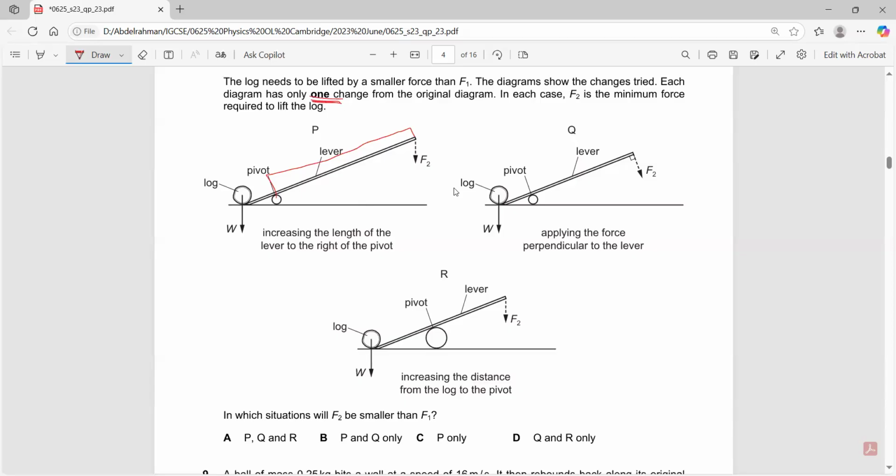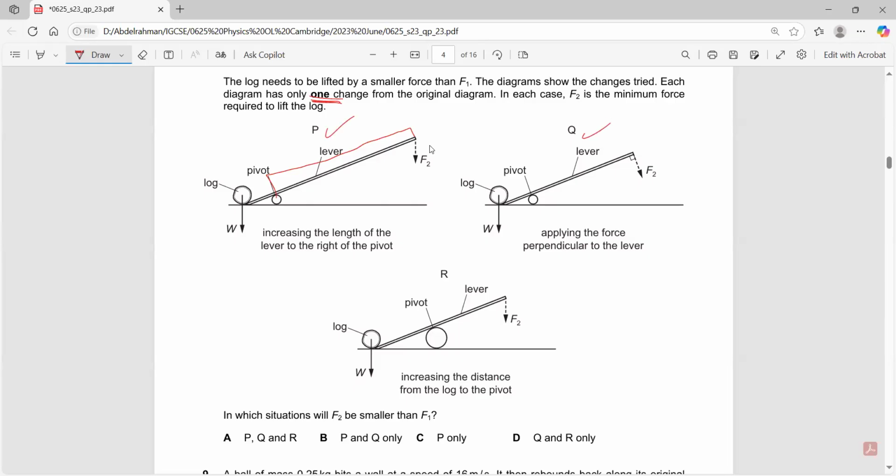Okay. In Q, applying the force perpendicular to the lever. So F2 wasn't actually perpendicular. Therefore, the resultant perpendicular force acting at that position would actually be slightly smaller than F2. Now, if you apply F2 at exactly 90 degrees at that position, would it apply a greater moment? Yes, it would cause a greater moment at that point.